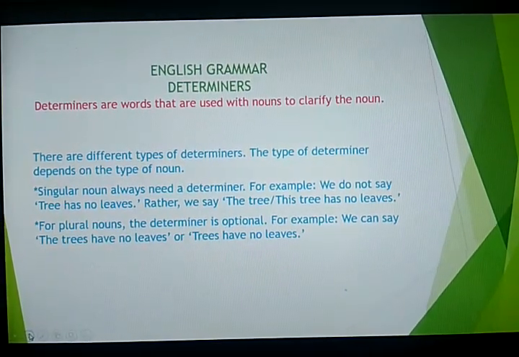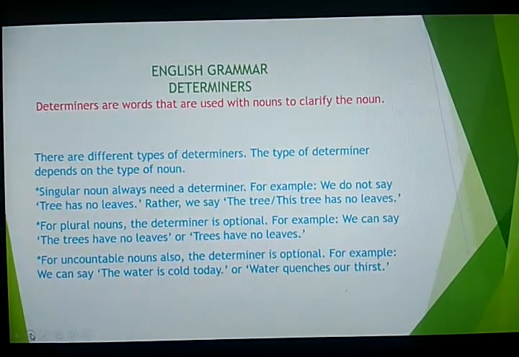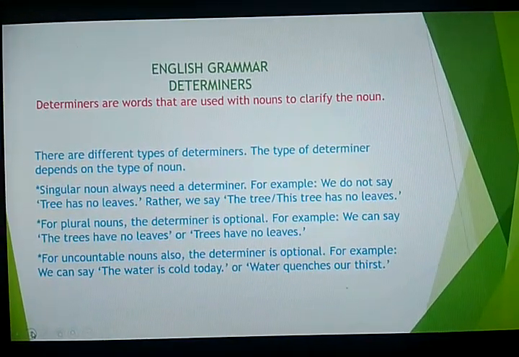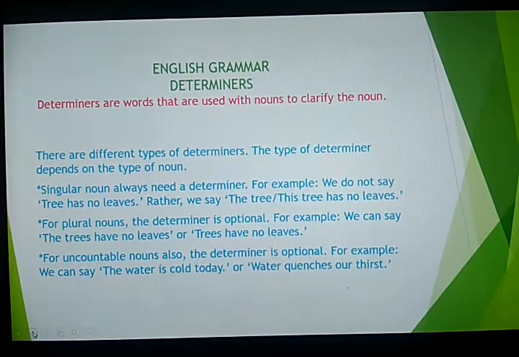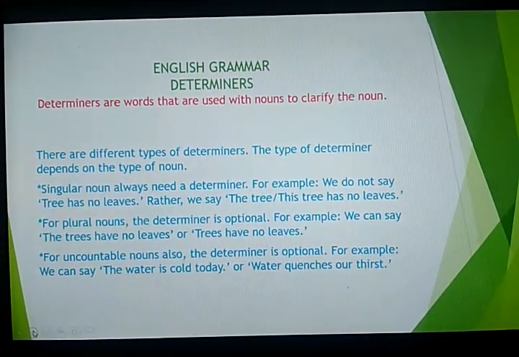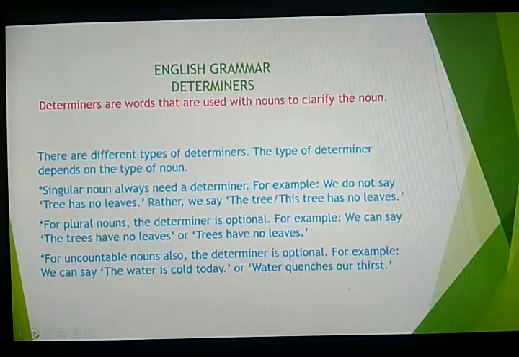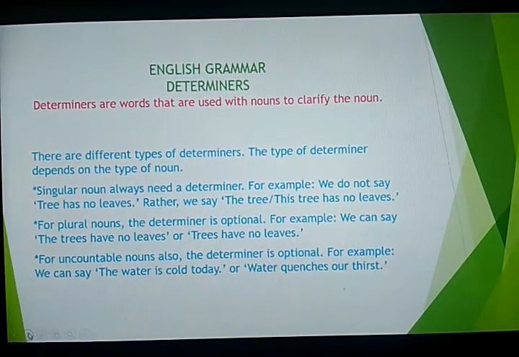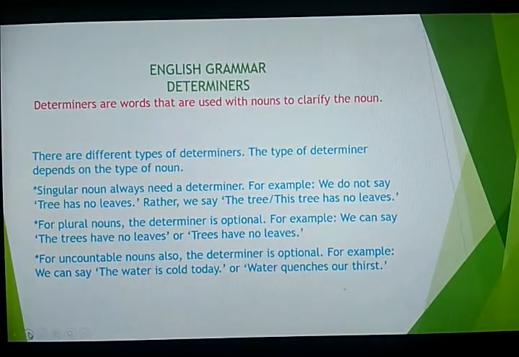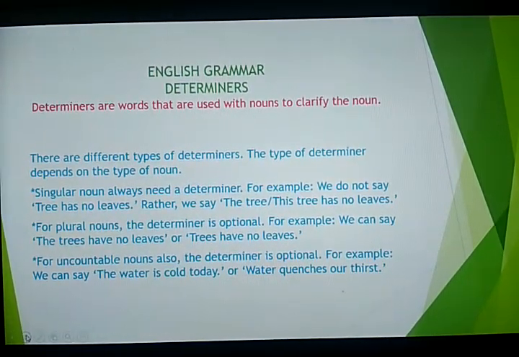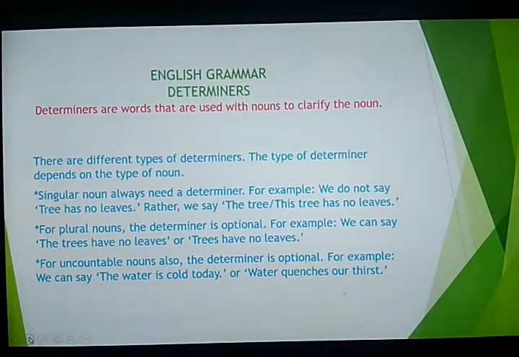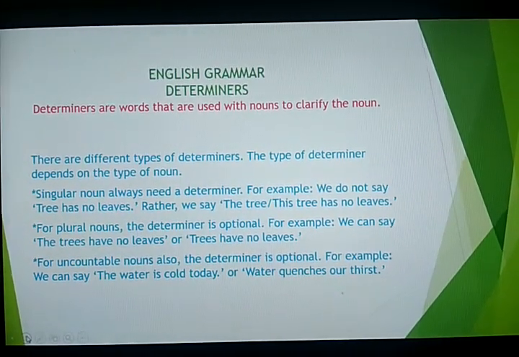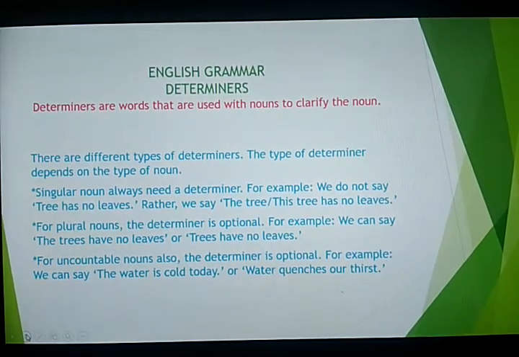It is optional. Now for uncountable nouns also, the determiner is optional. For example, we can say "the water is cold today," or "water quenches our thirst." So water is the noun. Can you count water? No, right? So this is a noun, but it is an uncountable noun. In an uncountable noun, the determiner is optional. So in the first sentence, we have the determiner "the," and in the second, we don't have the determiner.